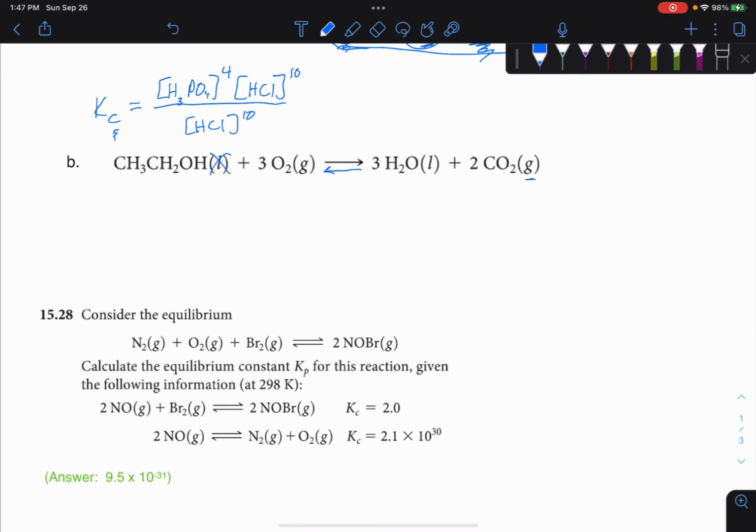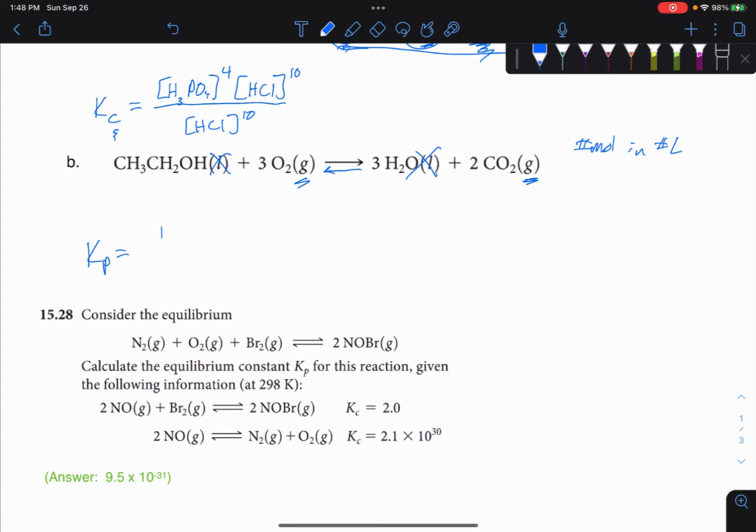B, same kind of deal. Pure substances are omitted. Now, since it's gas here, I could do Kc for concentration, but typically you see Kp. If this equation was given in a problem, usually you would be given atmosphere values for the gases. But if you were given the number of moles in a certain number of liters, you could convert that to a molarity. So you do see that occasionally. Just a heads up for you. But traditionally, we're dealing with atmospheres.